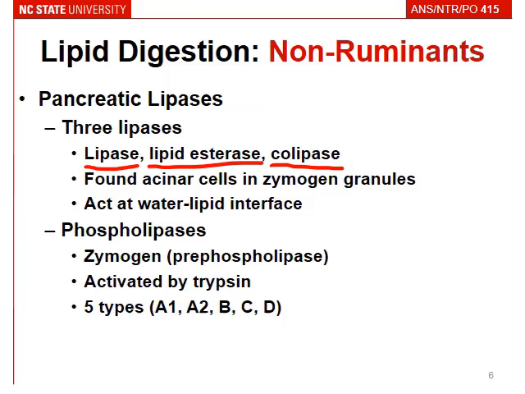In addition to the lipases, we have phospholipases. Phospholipases are in the form of a zymogen, so they are pre-phospholipases. The reason we do this is that we don't want to be breaking up our cell membrane unintentionally, so we have them in the zymogen form. They are activated by trypsin, and we have 5 types: A1, A2, B, C, and D. We'll be discussing where those break in a few minutes.